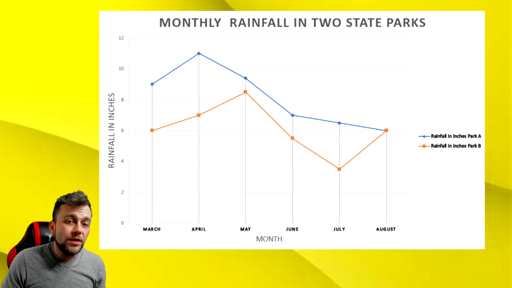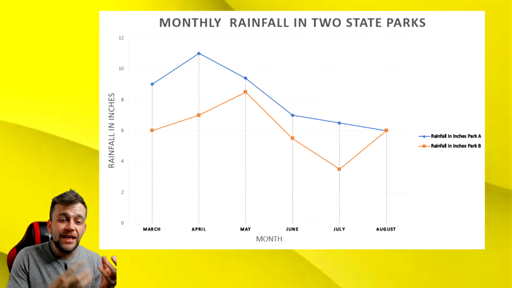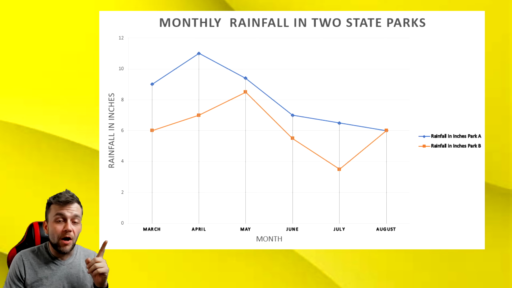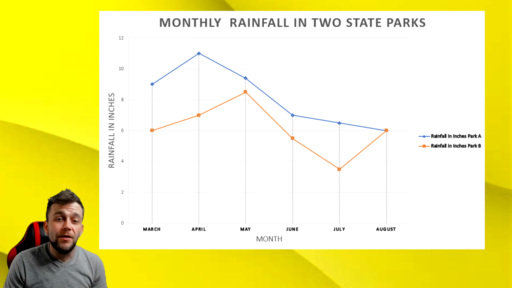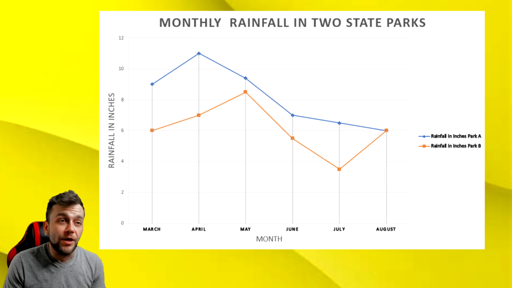Now we're moving on to the next type of graph, and this is what's called a line graph. Line graphs typically show a relationship between some data point and time. In this example, we have our dates or our months of the year, and up here we have inches of rainfall. When we look at the title of this graph, it says monthly rainfall in 2 state parks. So what we're going to be doing is comparing the rainfall between two, maybe not national, it says state parks. That's why I read it.